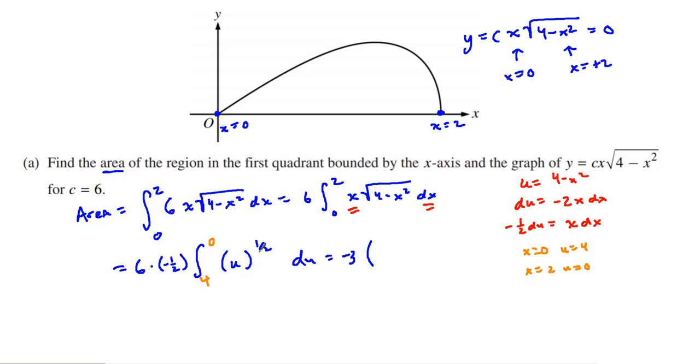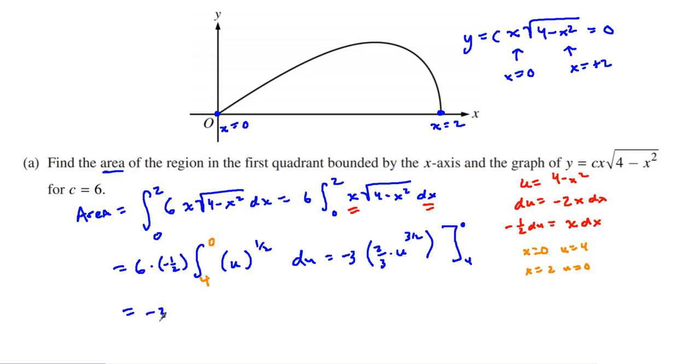Let's do our integration. That u to the 1/2 goes up to u to the 3/2. I'm going to multiply by 2/3, the reciprocal, out front. And I'm going to do this all from 4 to 0. Okay, and so let's finish this bad boy out.